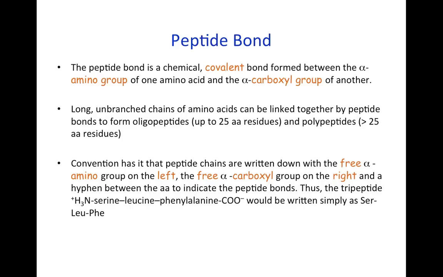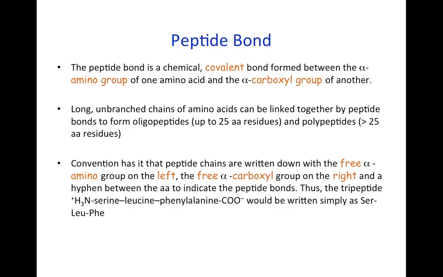Right, so we're talking about this peptide bond. Let's go into it some more. The peptide bond is a chemical covalent bond formed between the amino group of one amino acid and the carboxyl group of another. So just to recap, every amino acid will have an amino group and a carboxyl group. What's going to happen here is that a series of amino acids is going to come together, and the amino group of one amino acid is going to react with the carboxyl group of another amino acid, and via a condensation reaction, a peptide bond will be formed.